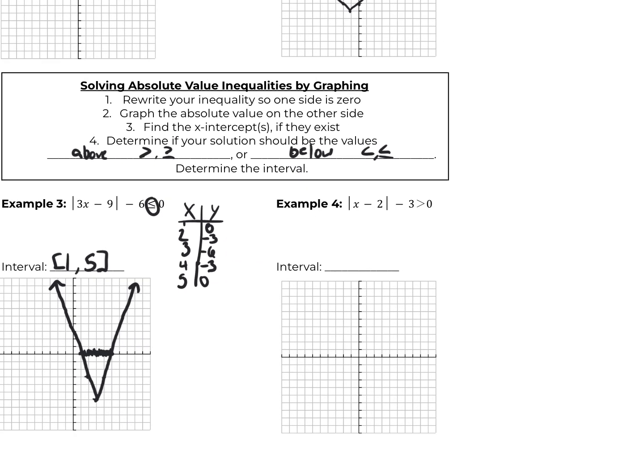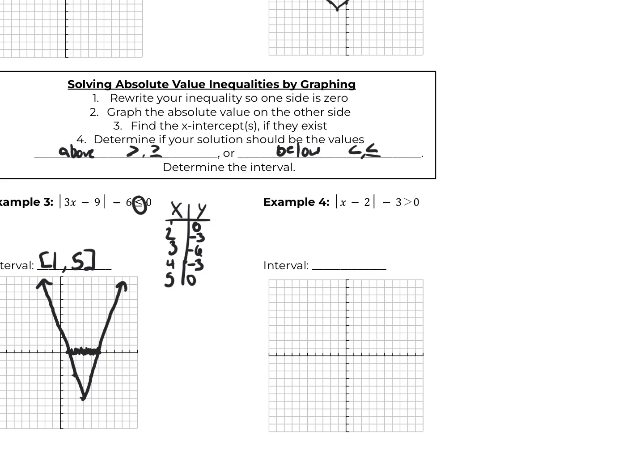Okay, example 4. We already have that one 0 on one side, so now we're going to solve the absolute value that's on the left side by graphing it. So we're going to make a table again. Our vertex is going to be at 2, negative 3. Pick two numbers to the left, 1 and 0, and then two numbers to the right, 3 and 4. And just run those through the function.